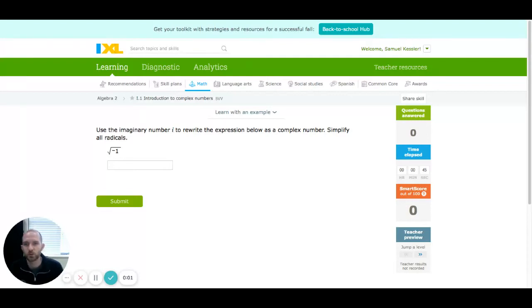This is IXL section I.1, Introduction to Complex Numbers. It says use the imaginary number i to rewrite the expression below as a complex number and then simplify all radicals. So let's take a look at this first example here.